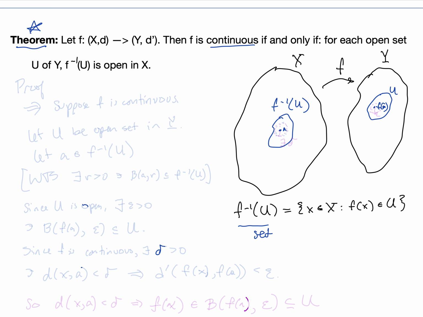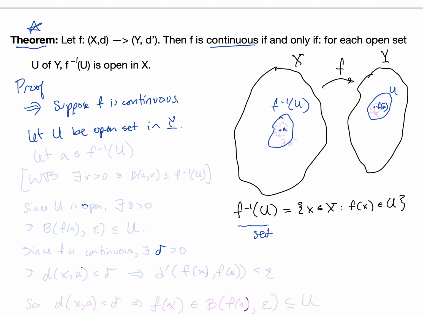Okay, so let's get back to metric spaces. Let's now prove this theorem. So let's do our proof, and we'll start in the forward direction with a direct proof. So let's suppose that f is continuous, and we want to show that for each open set U of Y, f inverse of U is open in X. So let's let U be an open set in Y.